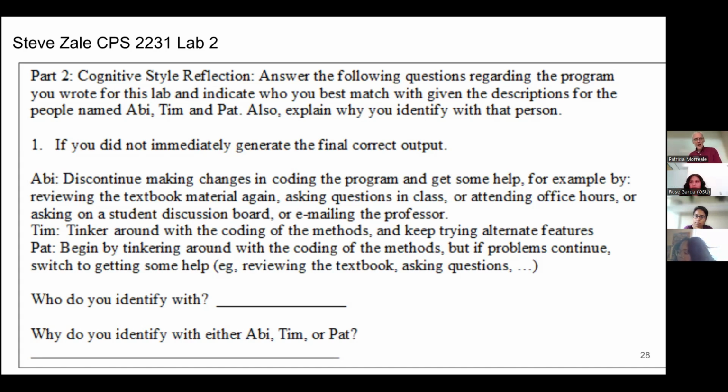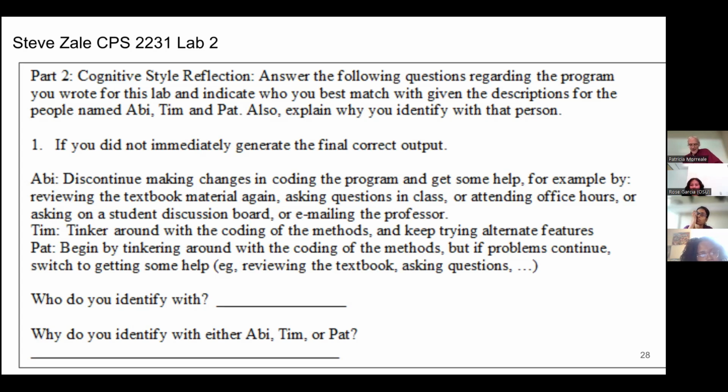So here's a couple of responses I can read to you that the students said. So one person said for number one, I identify with Tim because I know I've learned the way to write this code. I just need to tinker with it and find out what works best. I will put a good 5 hours into fixing the code.